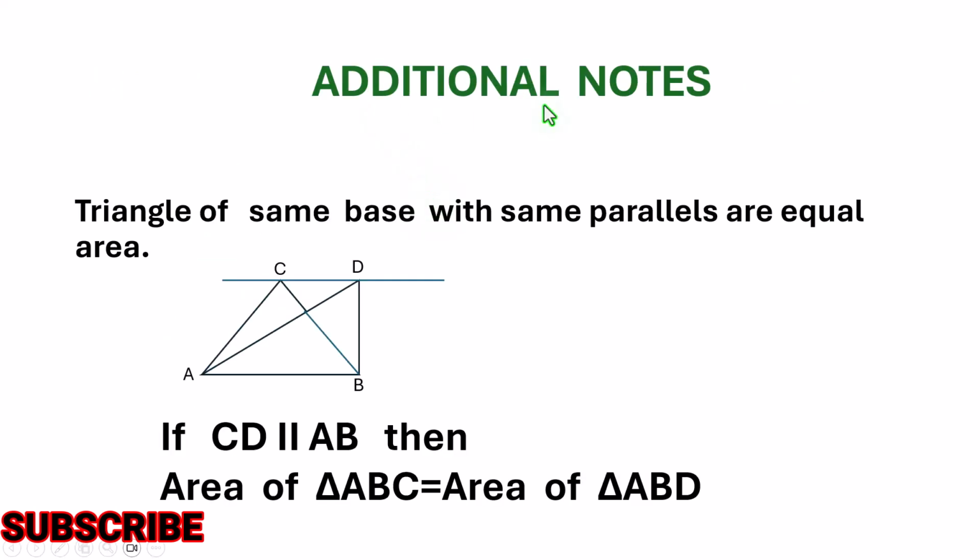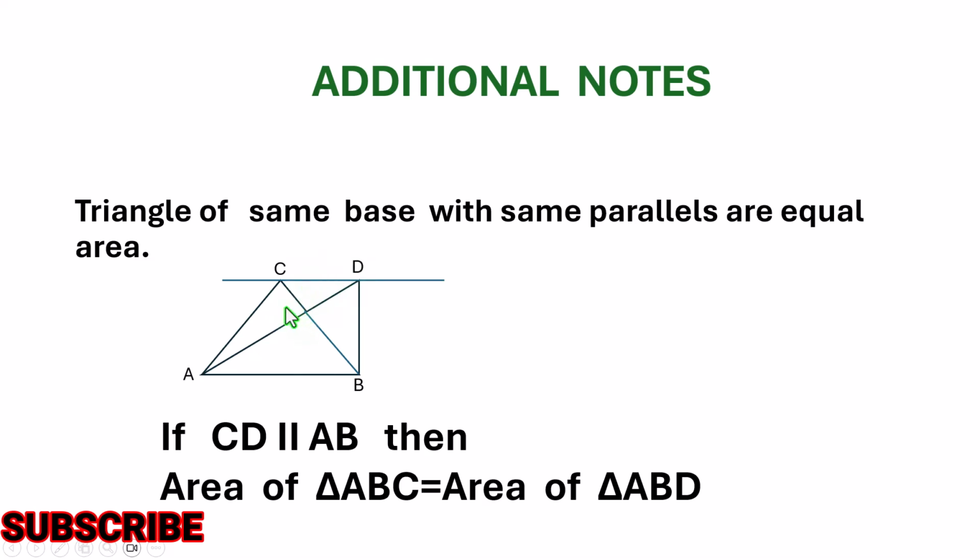Some additional notes must be understood for this theorem. First, triangles on the same base and between the same parallels have equal area. Here are two triangles, ABC and ABD. The areas of ABC and ABD are equal. Here AB is parallel to CD. AB and CD are parallel lines, and AB is the same base of triangles ABC and ABD.